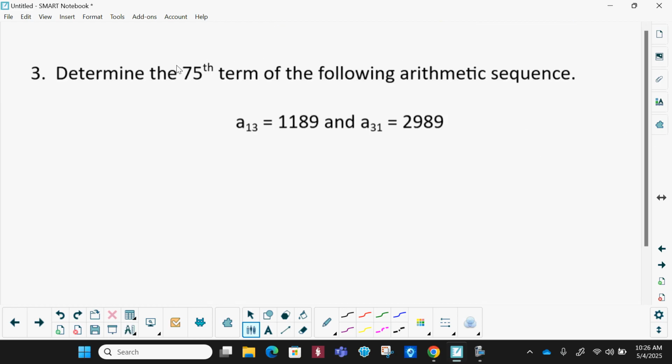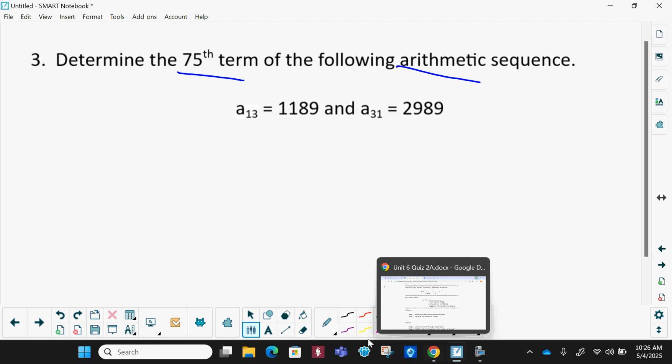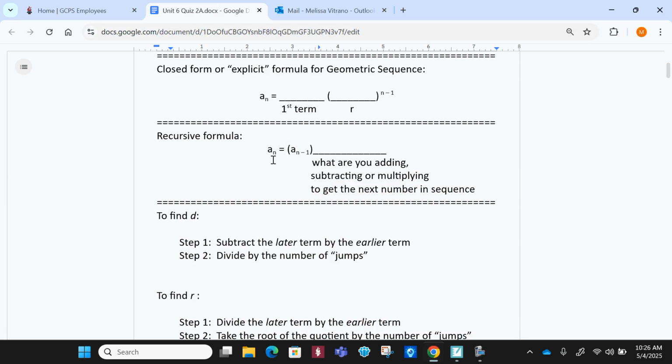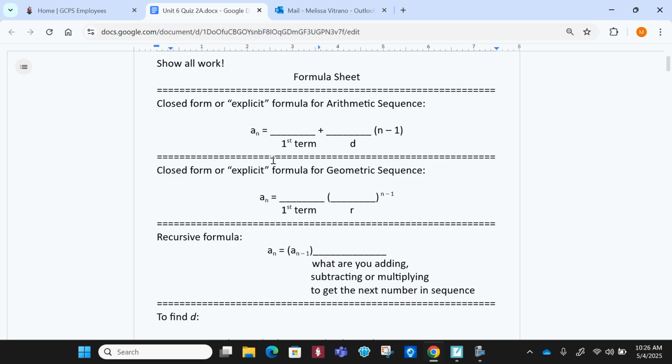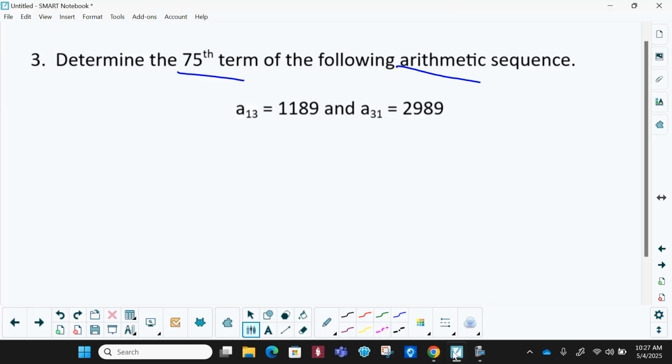Okay, we need to come up with the 75th term, and this is arithmetic. Okay, so let me flip here. So you see Mr. Ford, to find D, subtract the later term by the earlier term. In Ms. Vetrano's term, second minus first. And then divide by the number of jumps.